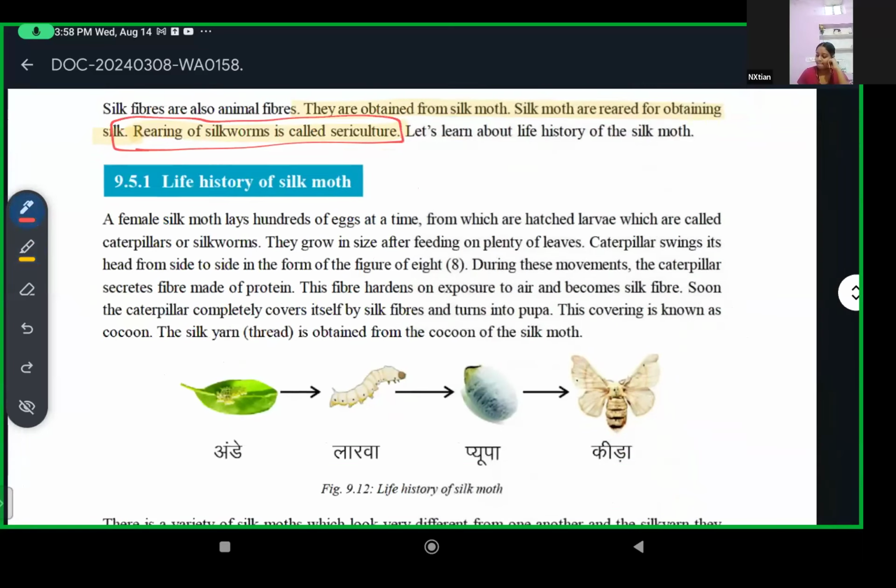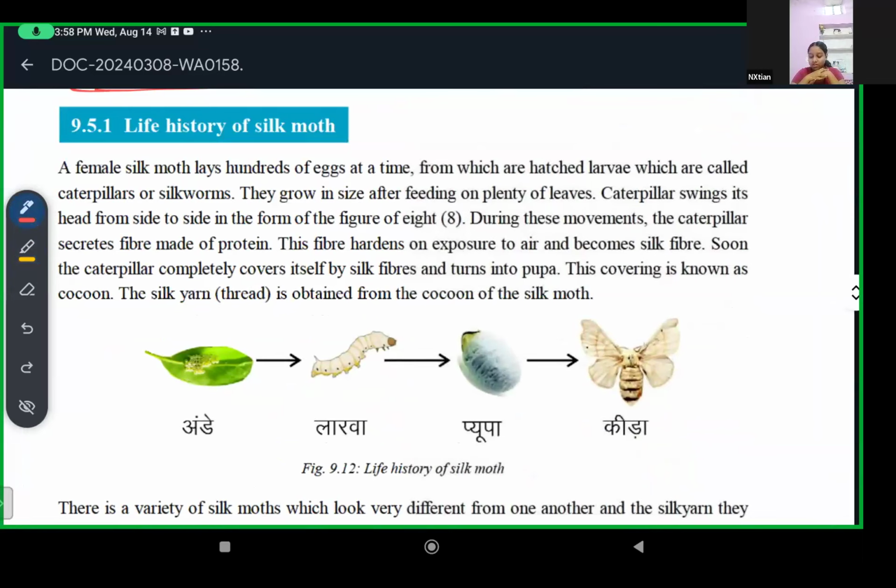Now let's learn about the life history of a silk moth, like how it happens and how they take birth.